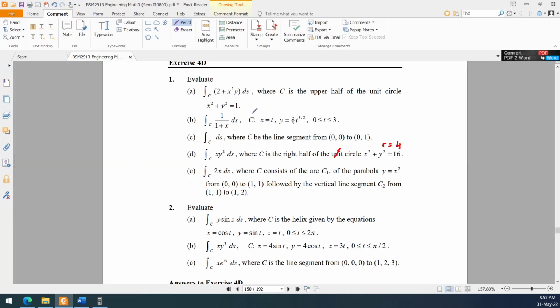Okay, A done, B done, D done. Now the line segment. Let's see. 1c is similar to 2c. 2c is 3d.